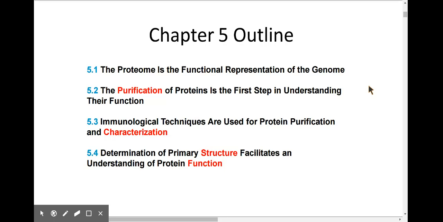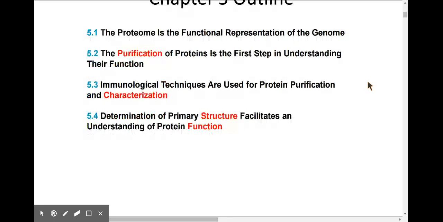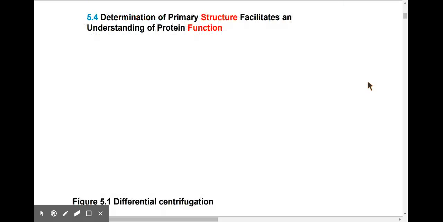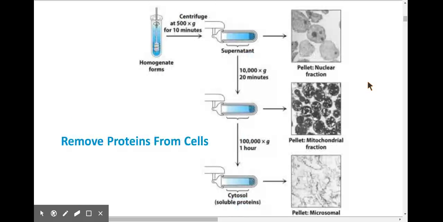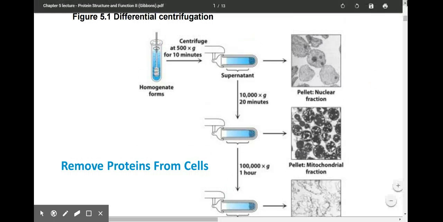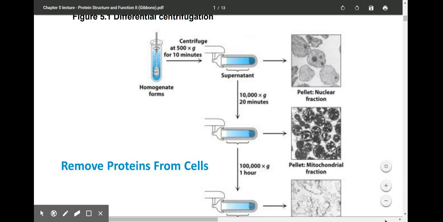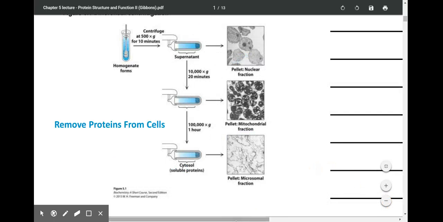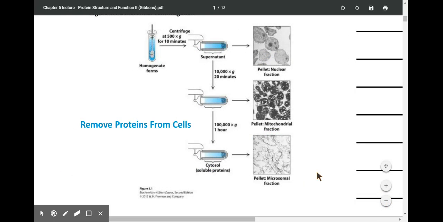So the first thing we need to do is remove the proteins from the cell. We can do that by a process called differential centrifugation. We take tissues and we chop them all up into little bitty pieces. So we can take muscle tissue or we can take other organs, we chop it up, we put it into a tube or a blender, actually.